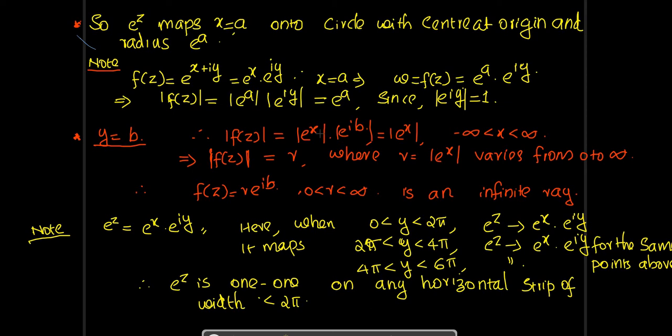So, when y equal to b, mod f is equal to r, actually mod e raised to x. And this e raised to x is always positive. When x is negative, e raised to x is still positive. So this is r, with radius varying from 0 to infinity. Okay. So this is the y equal to b line, and this is the infinite ray.